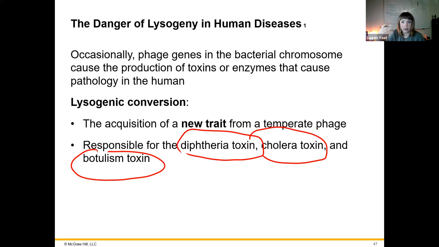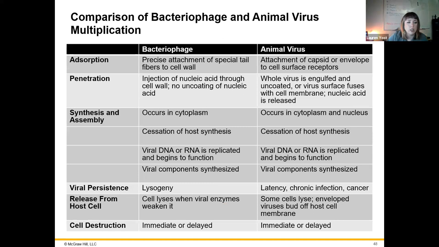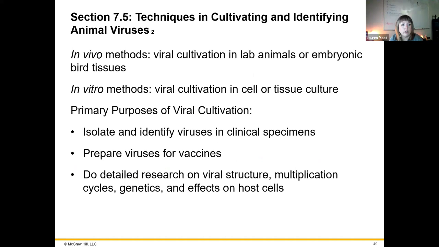So it's pretty interesting. So here are our stages in our comparisons between bacteriophages and animal viruses. I'm not going to go through these again because we already talked about them, but this is a great place to compare the two and see what the differences are. So when we're trying to cultivate viruses, it's not the same thing as cultivating bacteria, right? So we can grow bacteria. They're meant to grow by themselves. Viruses cannot grow without growing in a cell. So how do you deal with this?